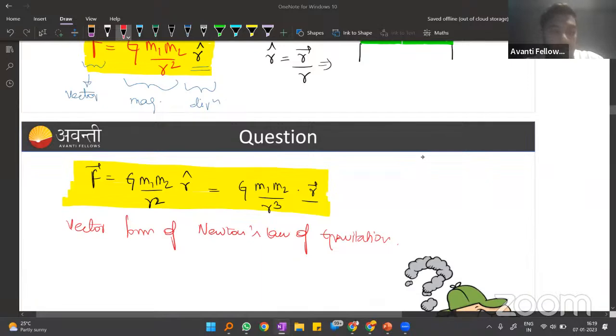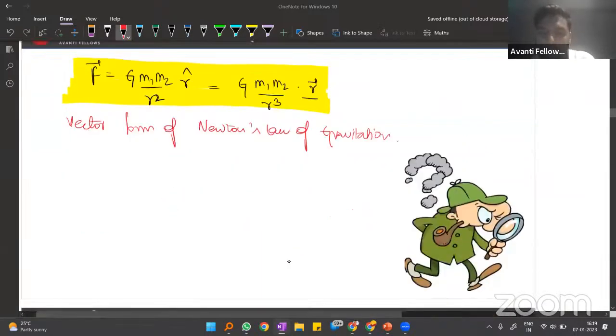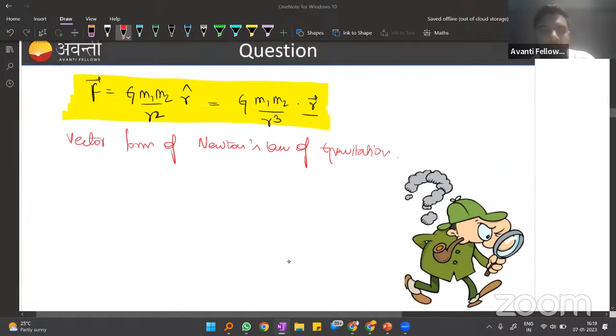Okay, so let me give you a question. Let us solve a question. Before that, just take a screenshot. I'm giving you 5 seconds. 5, 4, 3, 2, 1, 0. Okay, hopefully you took the screenshot. Now we are going to solve a question.